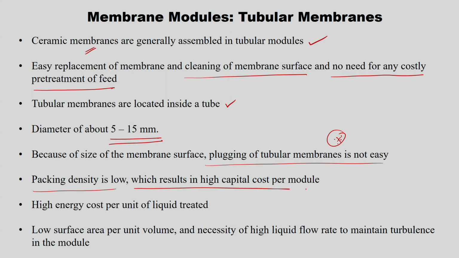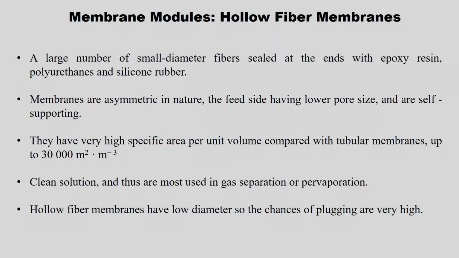So, this results in high capital cost per module and high energy cost per unit of liquid treated, and low surface area per unit volume. So, packing density is low and surface area per unit volume is also low. Necessity of high liquid flow rate to maintain the turbulence in the module is also a disadvantage of the tubular membrane. So, the next one is hollow fiber.